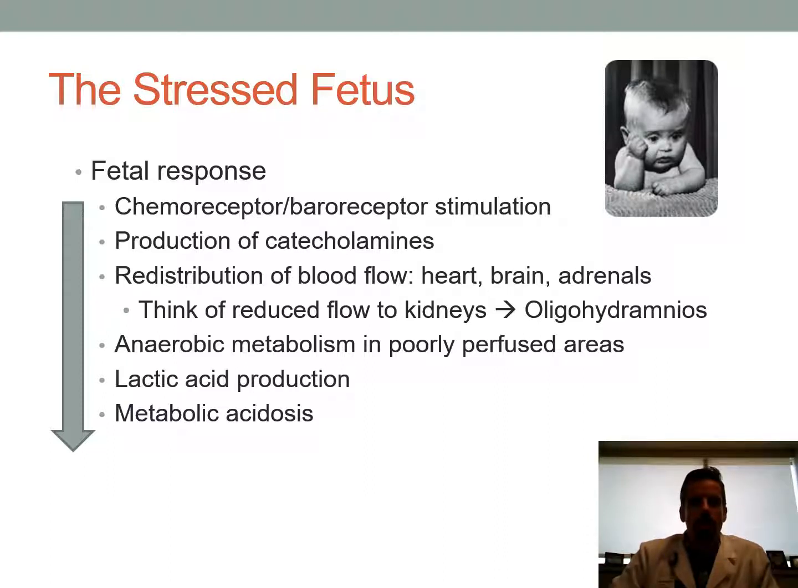That chemoreceptor response also, you have more circulating catecholamines. That's going to redistribute blood flow to the heart, brain, and adrenals and spare less essential organs like the kidneys. So that's why you see oligohydramnios in a more stressed fetus. The areas that aren't getting adequate blood flow, they're going to rely on anaerobic metabolism. That's going to produce lactic acid and lead eventually to metabolic acidosis. We try to detect these things further up the chain than metabolic acidosis. We'll get into more on that in antepartum testing towards the end of this lecture.